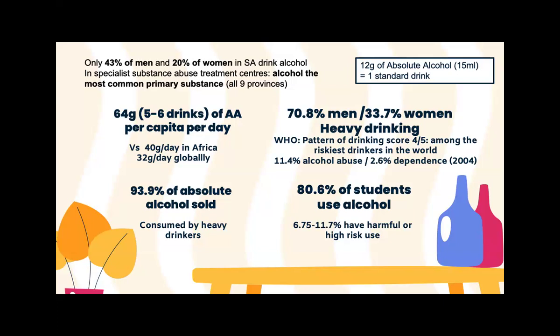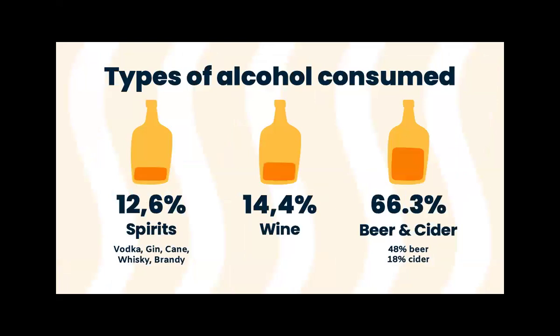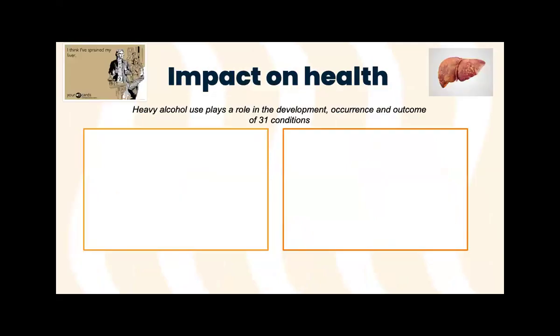7.5 to 11% will actually classify as harmful or high-risk use. And there was 8.6% who, if you use the actual dependence criteria, had alcohol dependence amongst our students. So an issue also affecting our young people. If we look at what people drink, the majority is still mostly beer and cider, wine second, and spirits the third most popular.